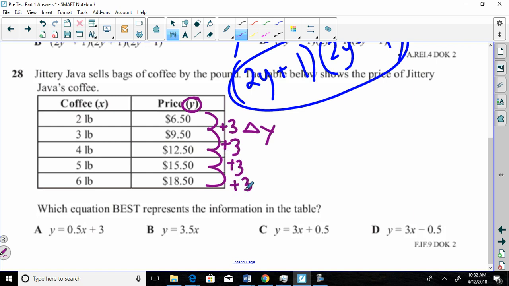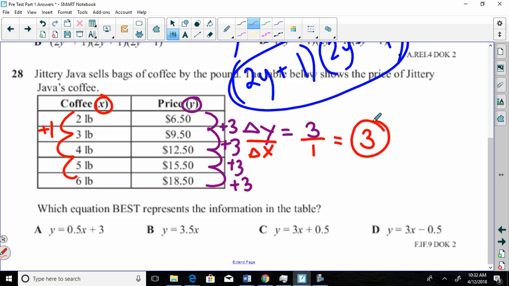And if something was being multiplied, what's that called? Exponential, right? So the change in y, I can see, is 3. What's the change in x? 1. So what is 3 over 1? 3. And so that would be your slope. Which one doesn't have a slope of 3? B. And A and B.